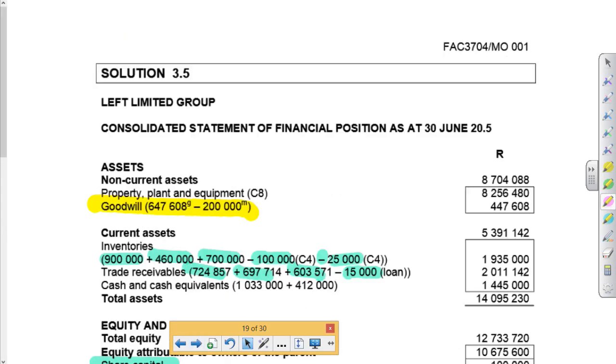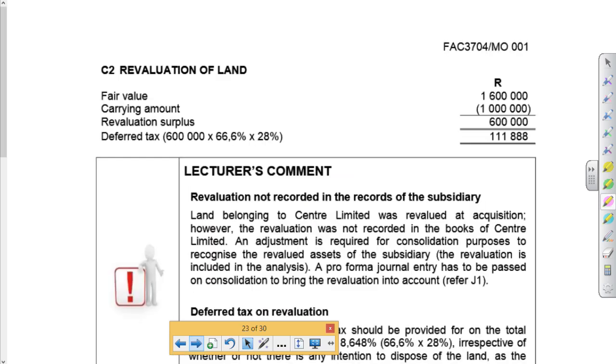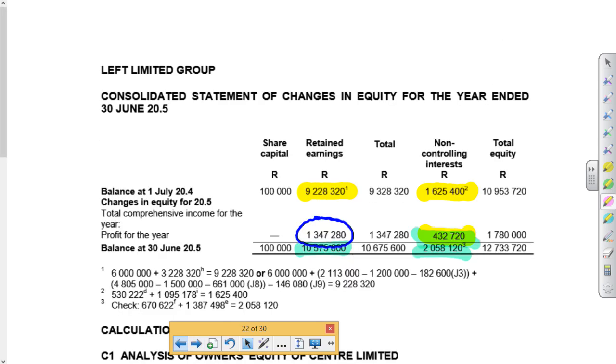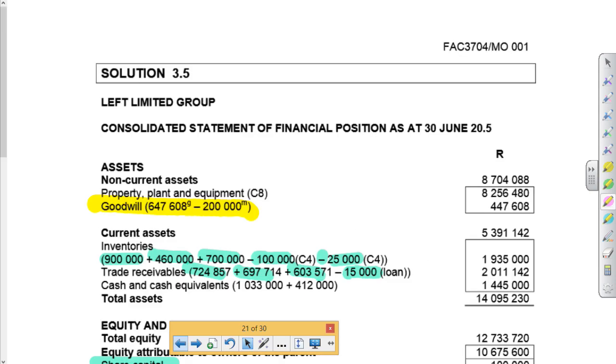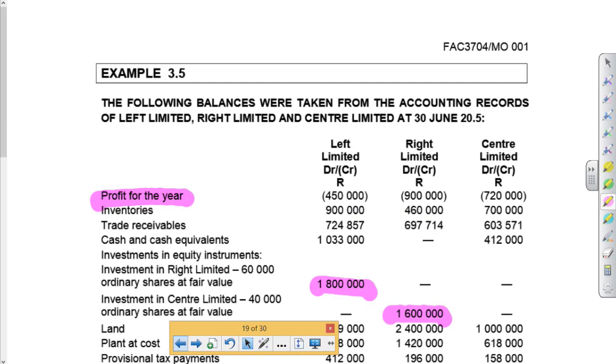And then I need you to prepare a statement of changes in equity. The most difficult part of the question, I think, because those two numbers that I've highlighted in yellow, the 9,228,320 and the 1,625,400, are worth a lot of marks. Okay, so example 3.5, I'd like you to stop now, take some time and actually do the question.